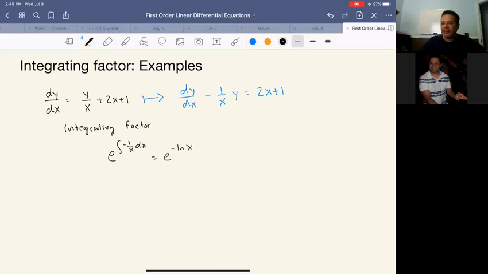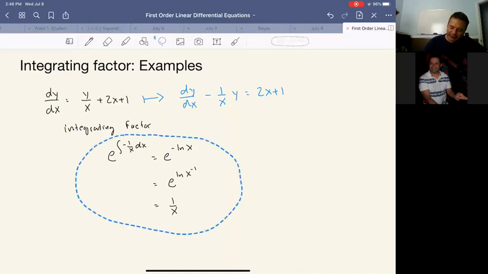I'm not worried about the constant because the constant would be there on the whole thing. Since I'm multiplying by the integrating factor, I would be multiplying by the constant here, here, and here. Little bit more algebra to do. This is going to be e, remember, to the natural log of x to the negative 1. So this simplifies to 1 over x. So my integrating factor, I don't actually need the e in the final expression.